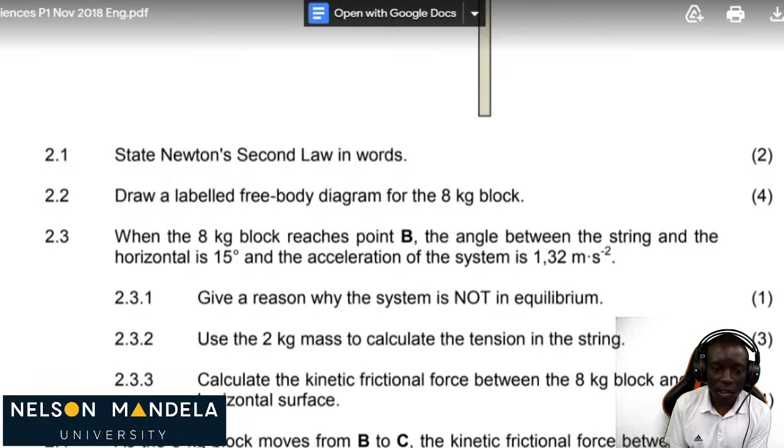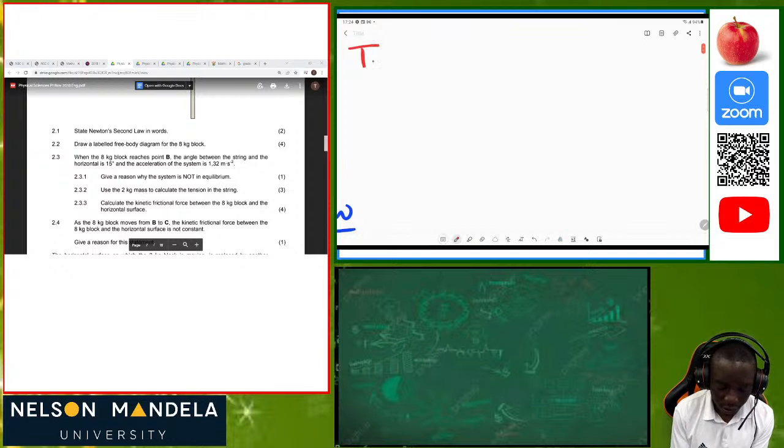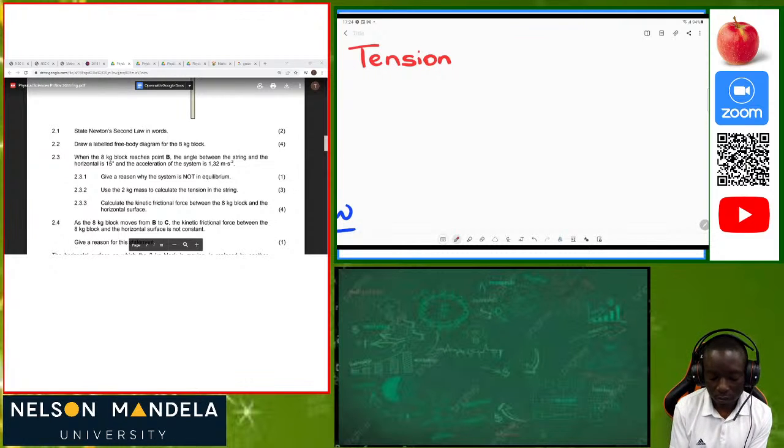So that is why the system is accelerating. It is not in equilibrium. Then the next part: use the 2 kg mass to calculate the tension in the string. So we want the tension in the string. That part requires us to find the tension, T. We called it T.